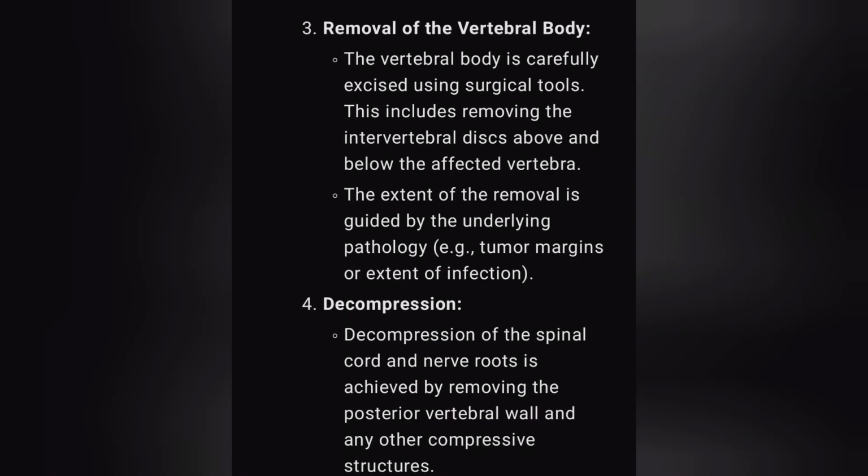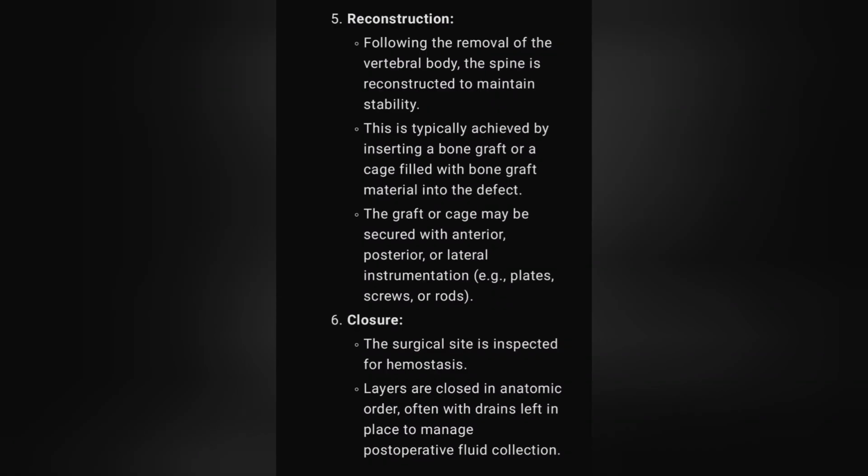Next, reconstruction. After removing the vertebral body, the spine is reconstructed to maintain stability. This is typically done by inserting a bone graft or a cage filled with a bone graft material into the defect. The graft or cage is secured with instrumentation like plates, screws, or rods. Now, the closure. The surgical site is inspected for hemostasis and layers are closed in anatomic order. Often, drains are left in place to manage post-operative fluid collection.